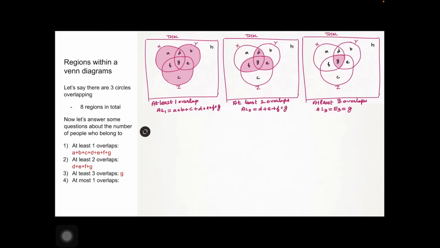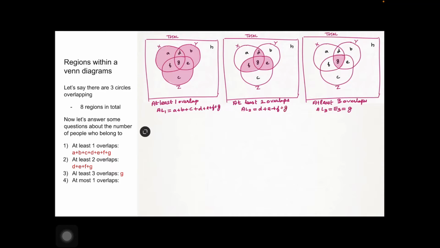Exactly 2 languages would be D, E, F people, and exactly 3 languages would be G. So exactly 2 plus exactly 3 would be D plus E plus F plus G. This would be at least 2 overlapping regions. Now similarly, people who belong to at least 3 overlapping regions, in this case luckily is same as exactly 3, because if there are 3 Venn diagrams, 3 circles, maximum there may be 3 overlapping regions only. So at least 3 is also same as exactly 3 in this case. Therefore at least 3 overlapping region will be equal to G, which is also equal to exactly 3 overlapping regions.